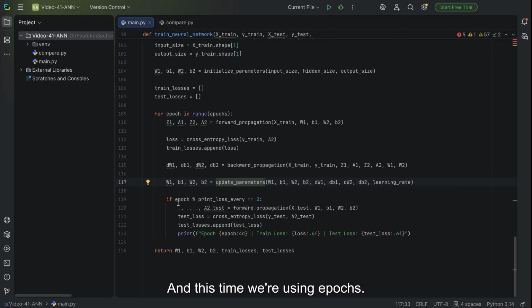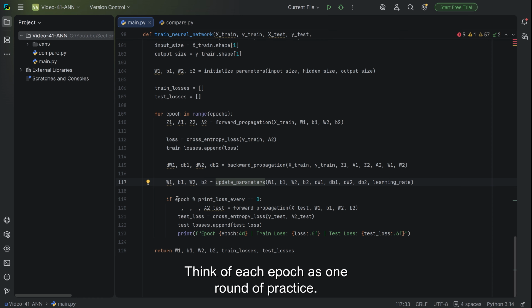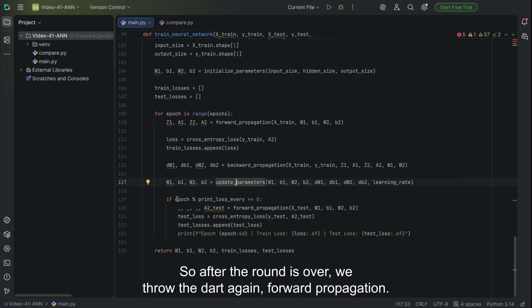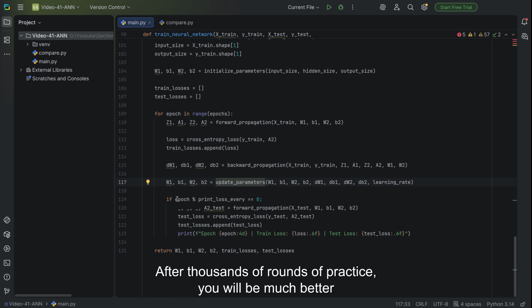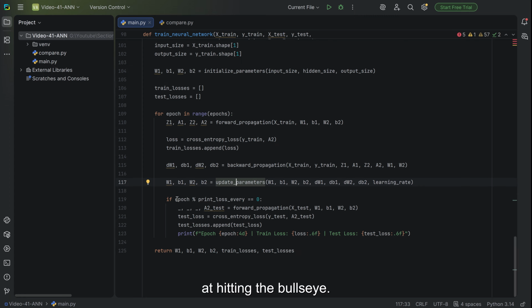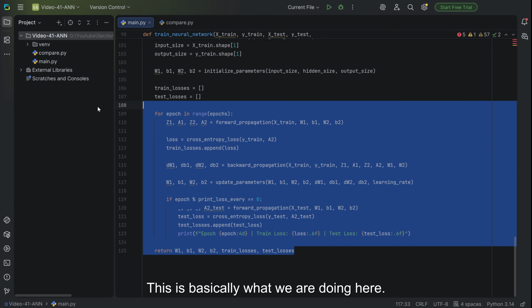And this time we are using epochs. Think of each epoch as one round of practice tests. After the round is over, we throw the dart again, forward propagation, you see how far you were, we see the loss, and then you figure out why you missed, and then you adjust your aim and try it again. After thousands of rounds of practice, you will be much better at hitting the bullseye. This is basically what we are doing here.